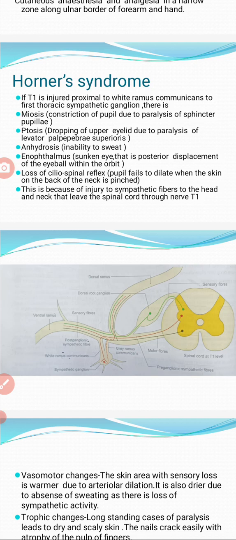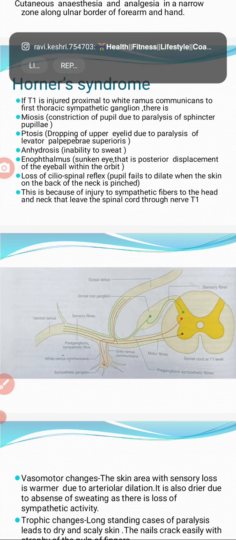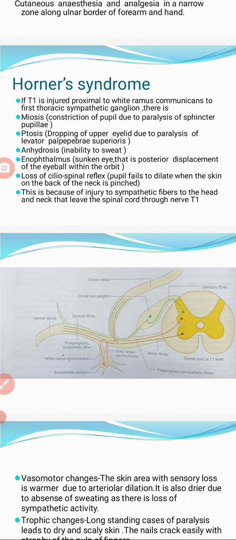loss of the ciliospinal reflex. What is this? The pupil fails to dilate when the skin on the back of the neck is pinched. That is the loss of the ciliospinal reflex.